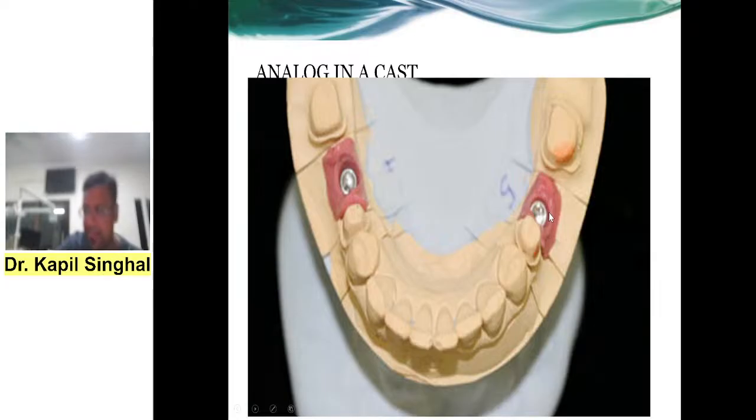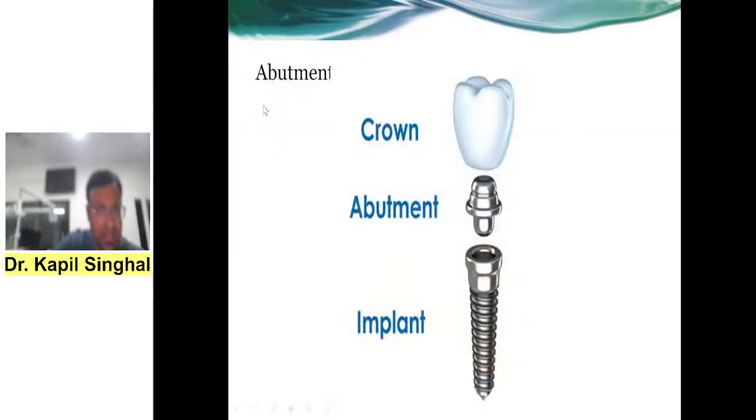Now the next step is the fabrication of the prosthesis. So what does your lab person have to do next? Make the prosthesis. To fabricate a prosthesis, you need to send the next component to the lab, that is known as an abutment. So basically your abutment is a small component that connects your crown to the implant. What is an abutment? It is a small component that will connect your implant with the crown.